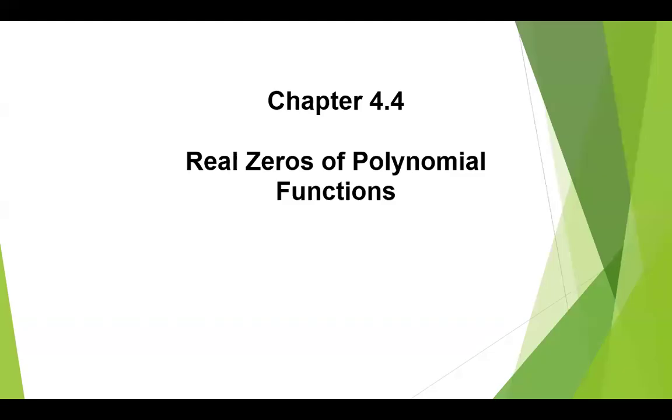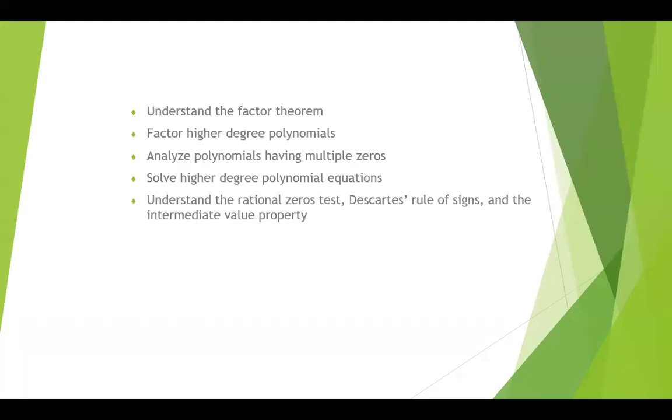So we're on 4.4, real zeros of polynomial functions. Our main objectives here are to understand the factor theorem, to factor higher degree polynomials, to analyze polynomials having multiple zeros, to solve area.